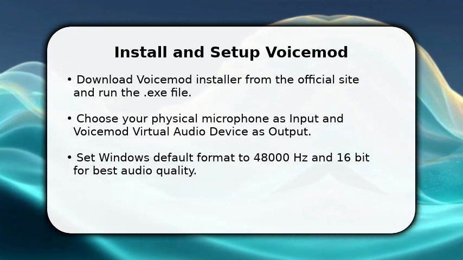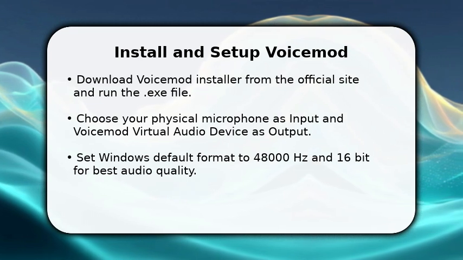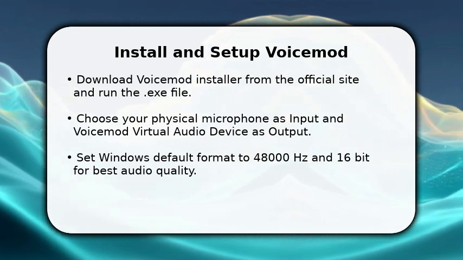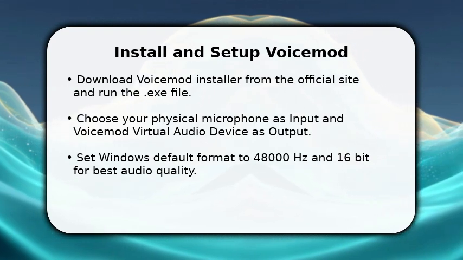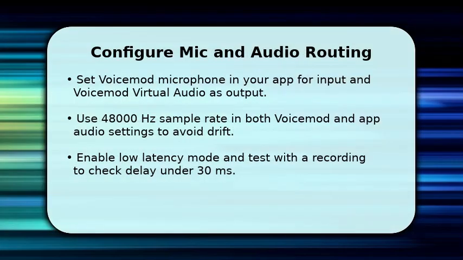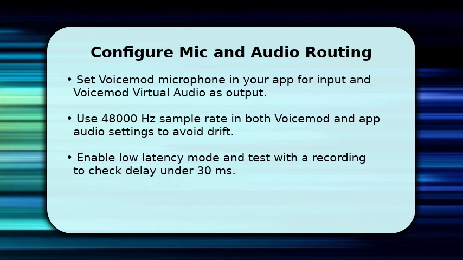Next, set Windows Sound Control Panel default format to 48,000 Hz and 16-bit for best quality. Restart any communication apps like Discord or OBS. After these changes, open the voice app you want to use and select Voicemod Virtual Audio as the input. In Voicemod, pick your physical mic under the hardware input menu to capture sound.